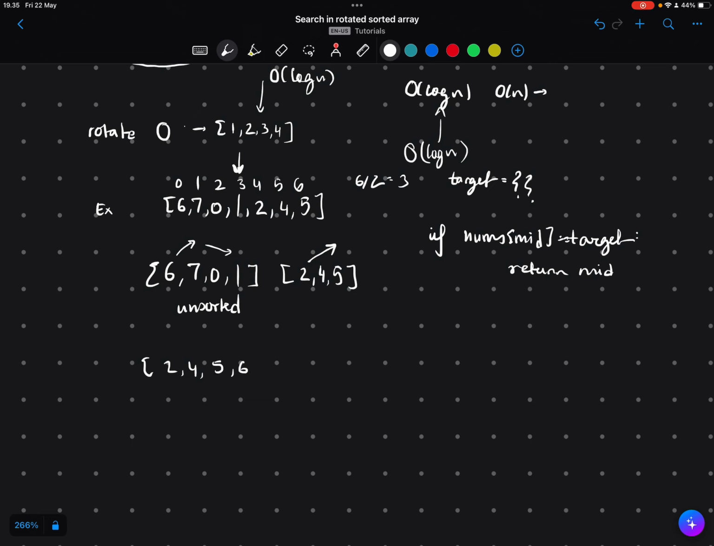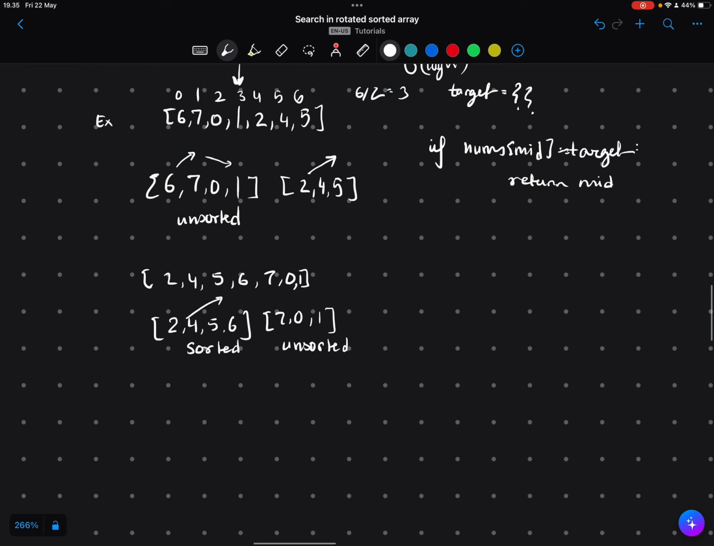Let's consider another example as well. Let's do 2, 4, 5, 6, 7, 0, and 1. If we split this, as you can see, this side is sorted, this side is unsorted. And let's just consider this example over here. In this case, we would get both as sorted.